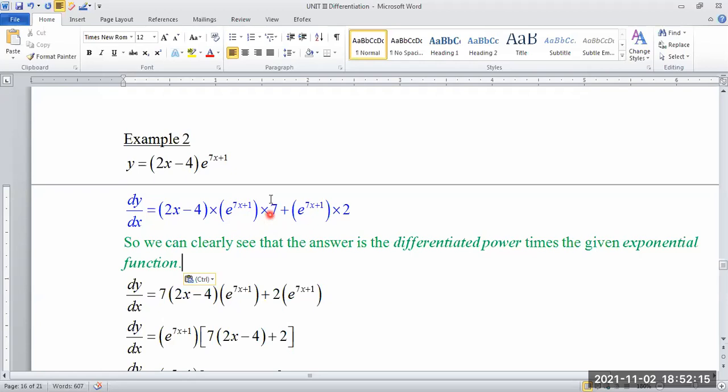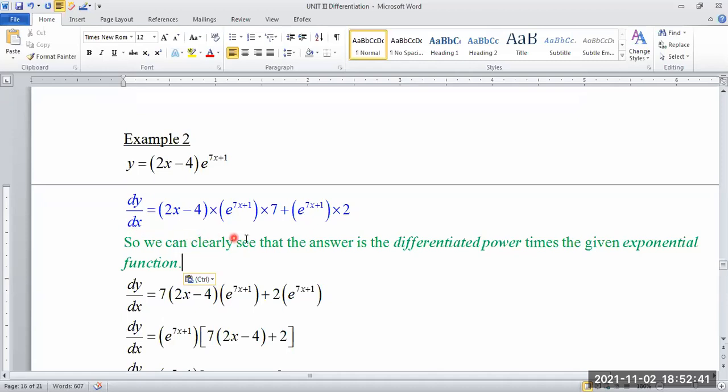Then, sir, each of a plus 7 here because I now have to differentiate the power. I know how to differentiate the power. I have to differentiate the power. I cannot not differentiate the power. Plus the second, times the differentiation of the first. Now, when I differentiate 2x minus 4, I'm just going to get 2.